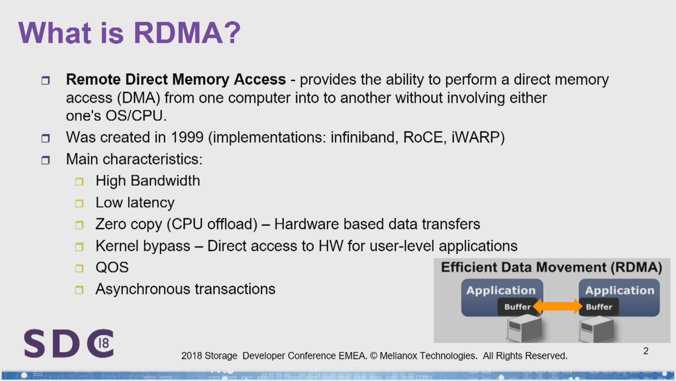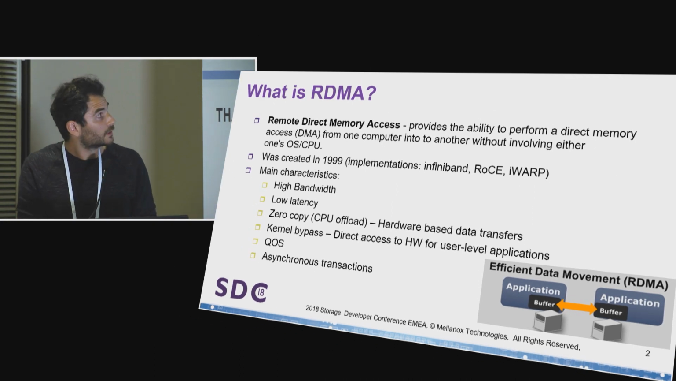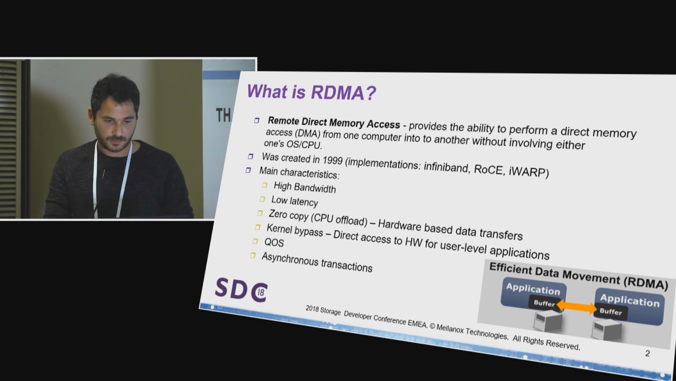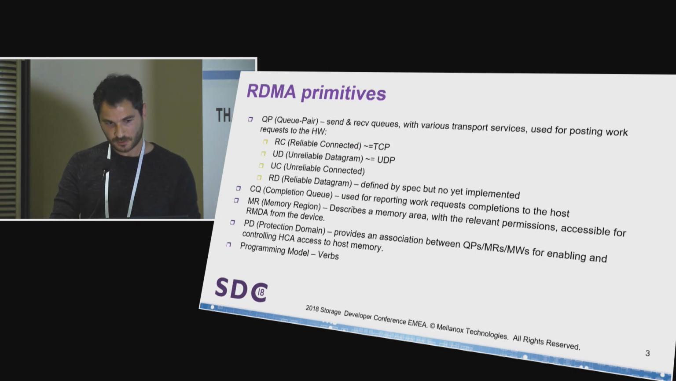There is an option to use a kernel bypass feature that actually gives user space applications direct access to the hardware. We also have quality of service and asynchronous message transactions. After we understood the basics of RDMA characteristics, let's talk about the primitives of RDMA.